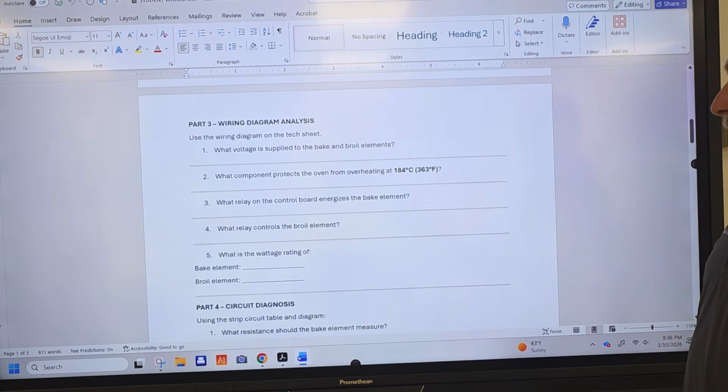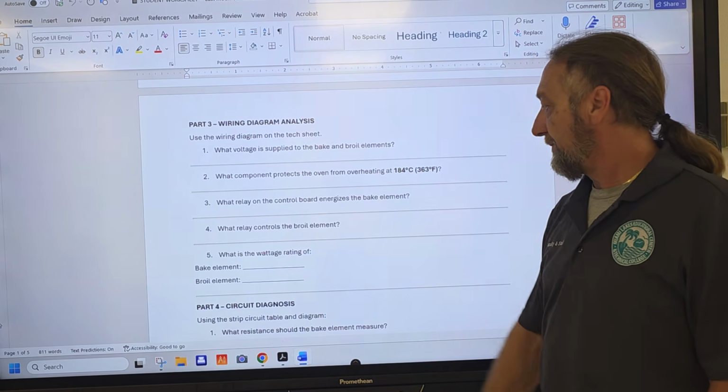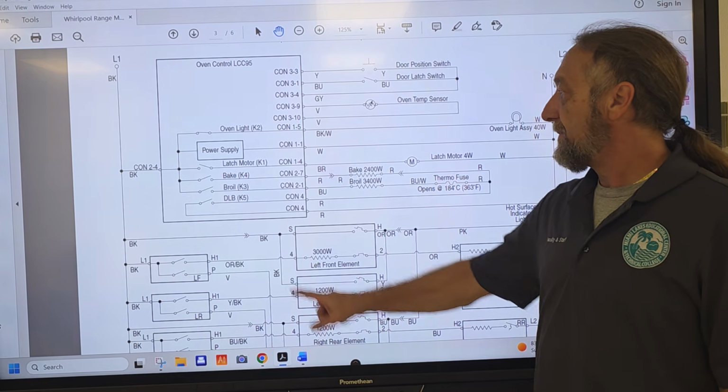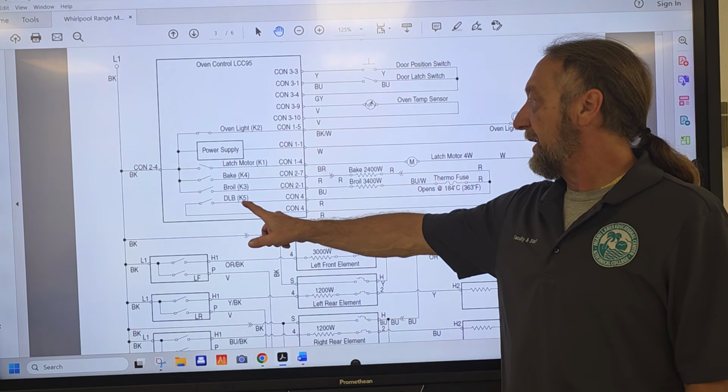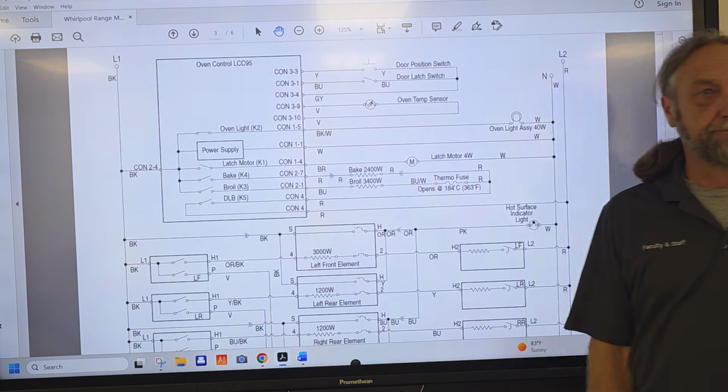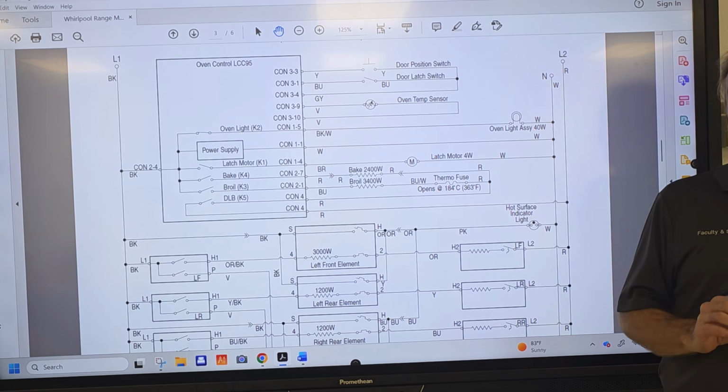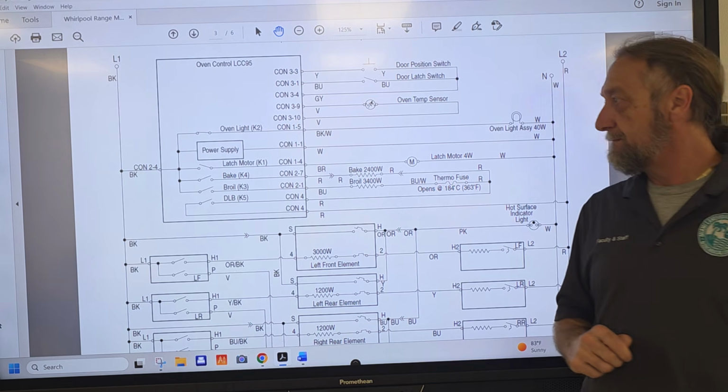What relay controls a broil element? K3 and K5. I would put both. I did, I put both in there. That's why I put the numbers. Yeah, I put the numbers.